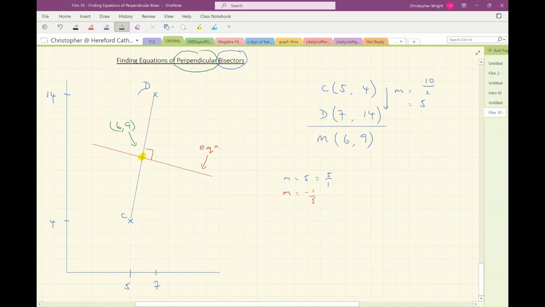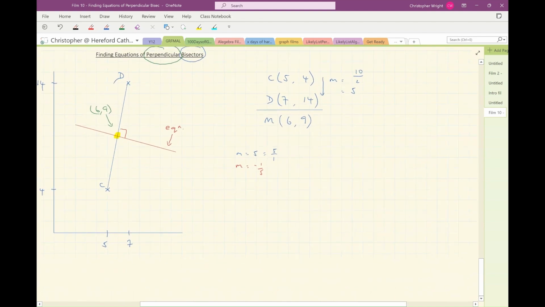Now, let's have a think about the red line. Do I know its gradient? Yes, I do. It's minus a fifth. Do I know a point on the line? Yes, I do. A point on the line is the point 6, 9. So what I've got to do is find the equation of a line which has a gradient of minus a fifth, and I know a point on the line is the point M, my midpoint. You see how easy it is to muddle your lowercase and uppercase m's, especially with my writing. So that's the gradient there, and the midpoint is 6, 9.